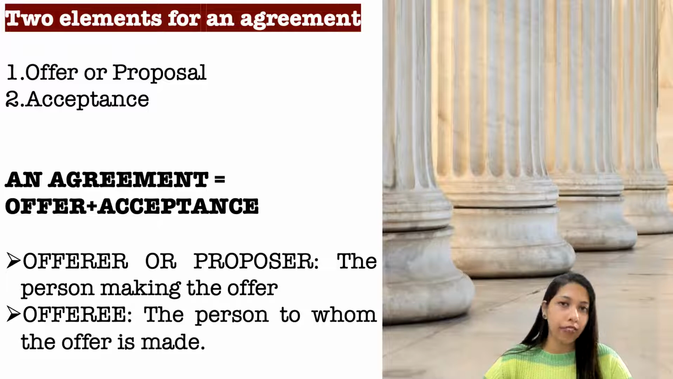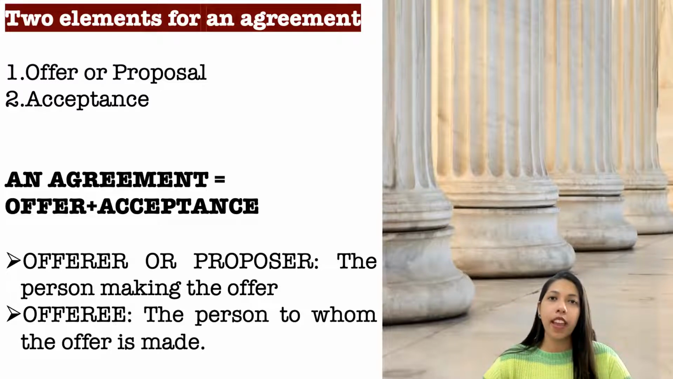There should be an offer from one person to the other person, like I am giving you an offer, and there should be acceptance from you to me. So offer plus acceptance should be there. Again, I'm going to give you an equation that says an agreement is equal to offer plus acceptance. So this is a simple equation which speaks about agreement.